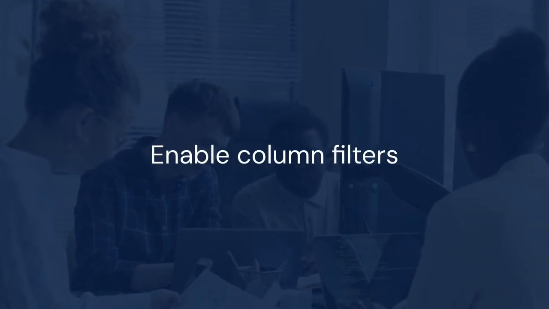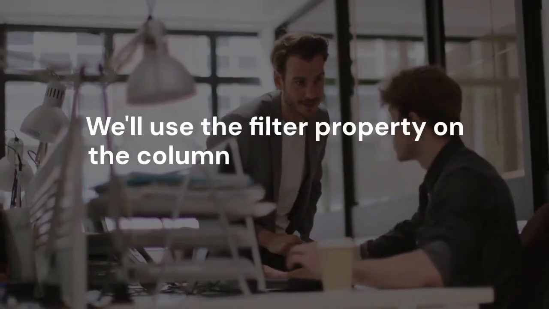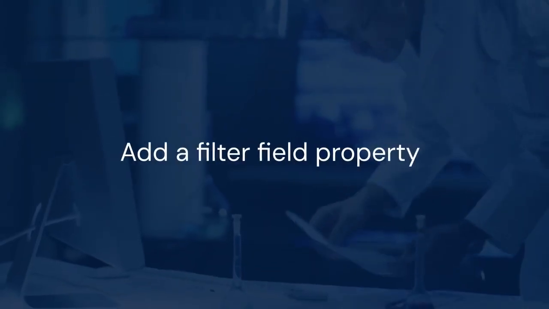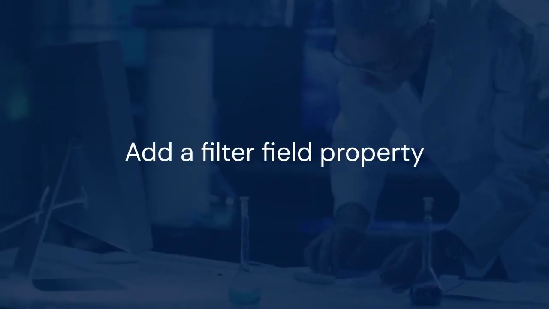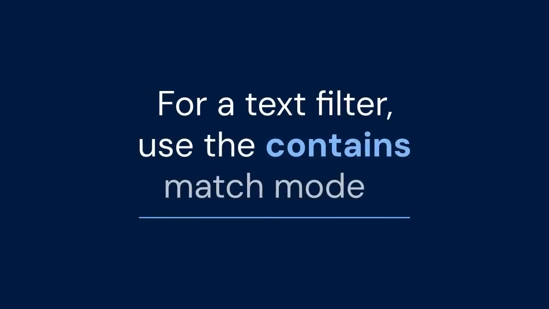Now, let's focus on enabling column filters. We'll use the filter property on the Column component. Set it to true. Add a filterField property. This specifies which field the filter will apply to. For a text filter, use the filterMatchMode as contains. This allows users to type and find matching rows.